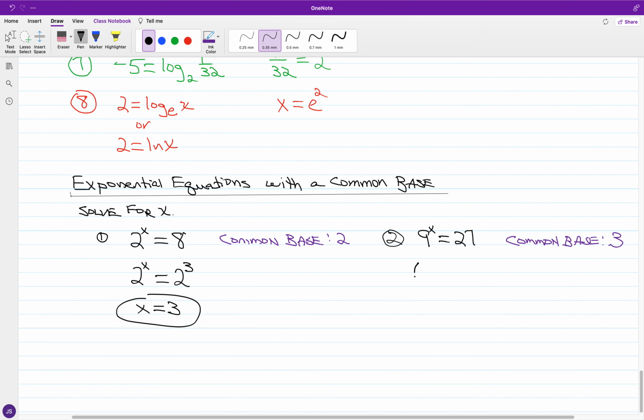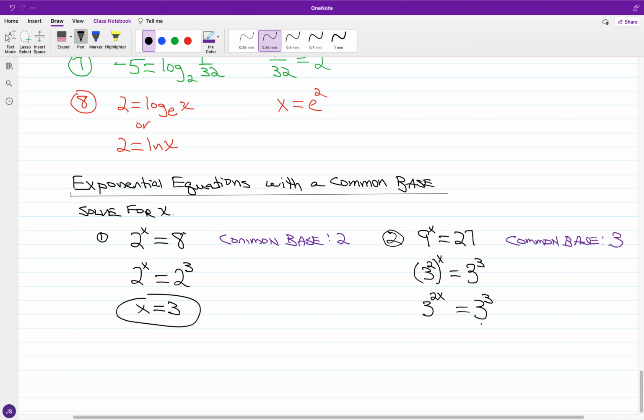So if I convert both 9 and 27 in terms of base 3, 9 is 3 squared, thus 9 to the x will be 3 squared to the x. 27 is going to be 3 to the third. And with the power property of exponents, 3 squared to the x is going to be 3 raised to the 2 times x. So again, remove parentheses, exponents multiply each other. So you got 3 to the 2x is equal to 3 to the third.